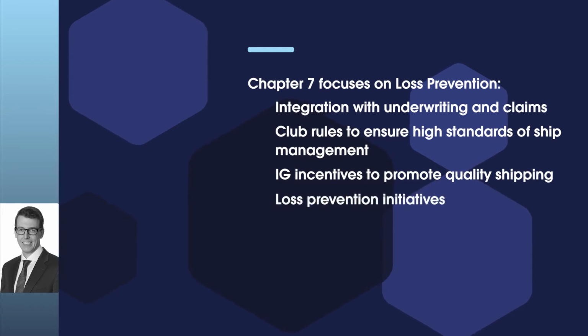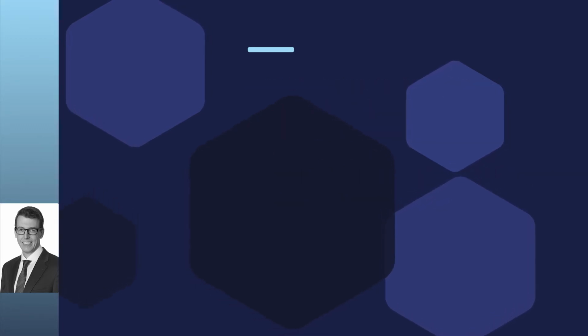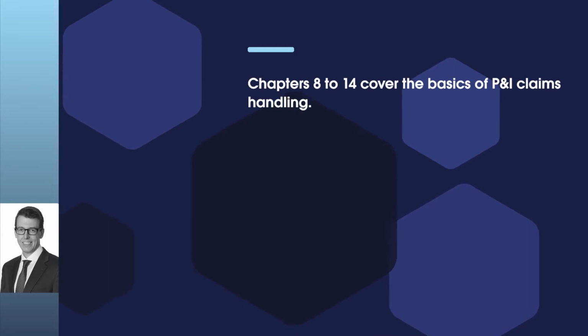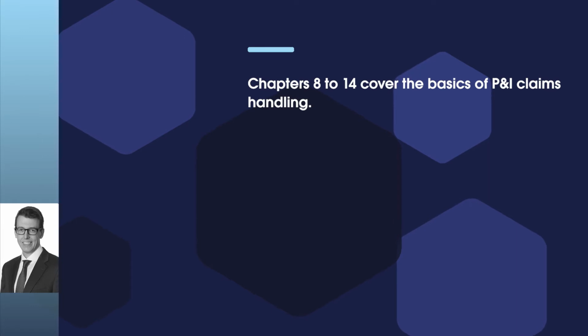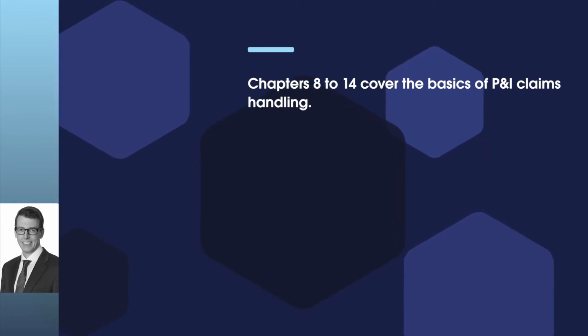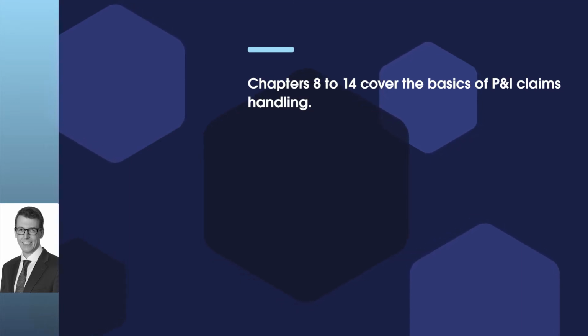The last part of this section provides some information on how the different loss prevention initiatives are incorporated and some of the common and new themes on which the various clubs are working to reduce losses. Claims. Chapters 8 to 14 cover the basics of P&I claims handling and look at matters which are common to all areas of P&I claims. Particular types of claims, such as people claims, cargo claims, collision, pollution, salvage and wreck removal are covered in later modules.